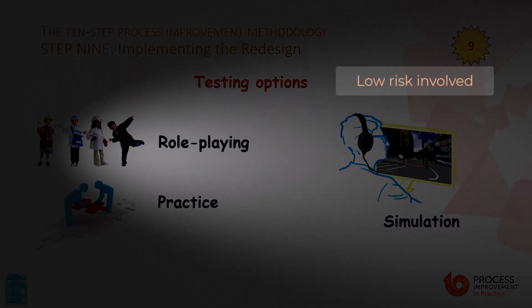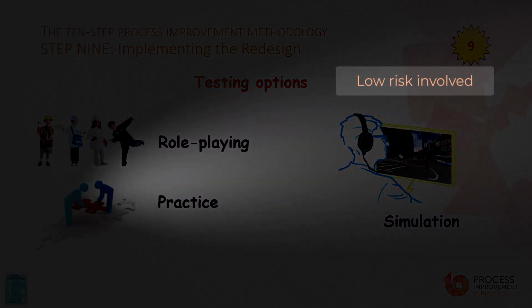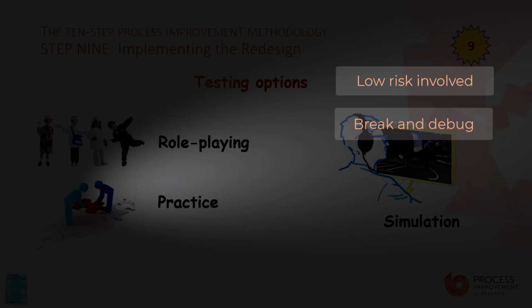There are some advantages of using the three methods of role-playing, practice, and simulation. First, risk involved in testing is low. You can debug the process without negative consequences to customers and stakeholders. Second, using these methods, you can break the new design during the run and debug and fix it.